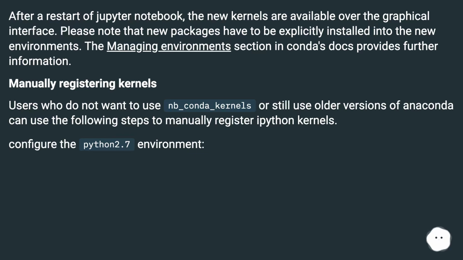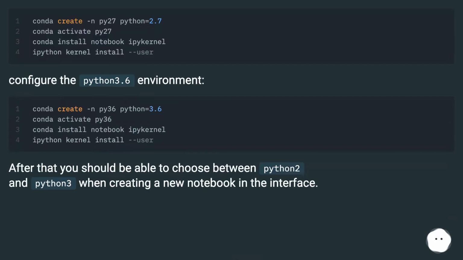Manually registering kernels. Users who do not want to use nb_conda_kernels or still use older versions of Anaconda can use the following steps to manually register ipython kernels. Configure the Python 2.7 environment. Configure the Python 3.6 environment.